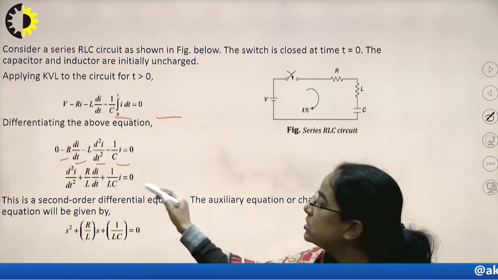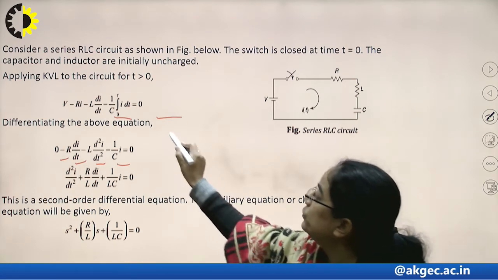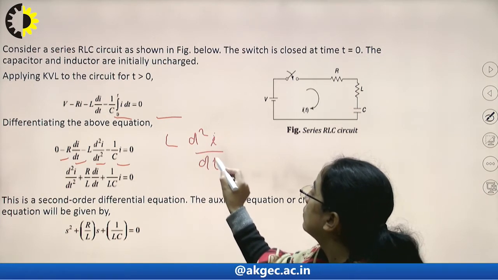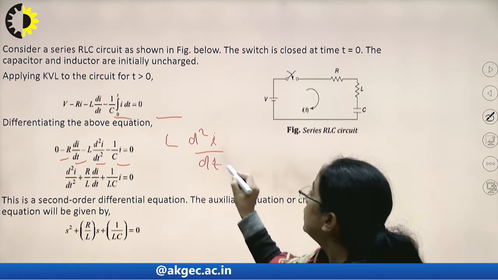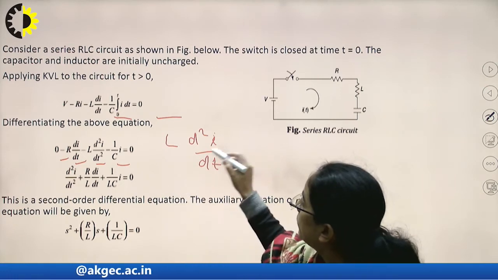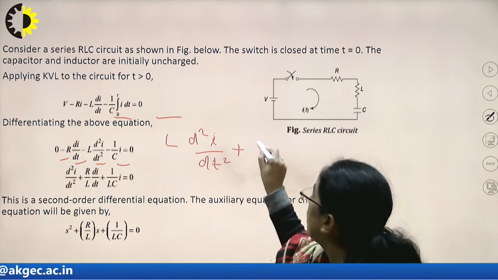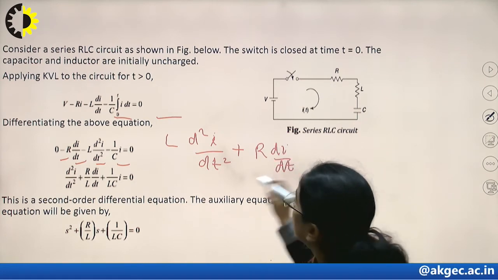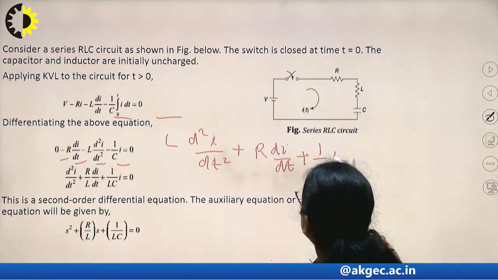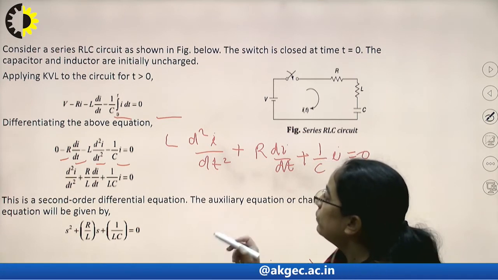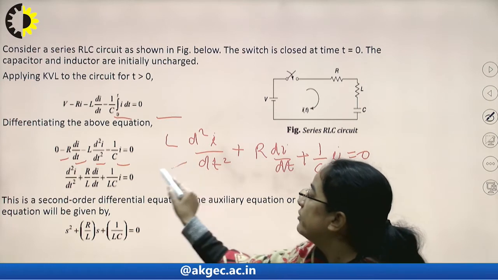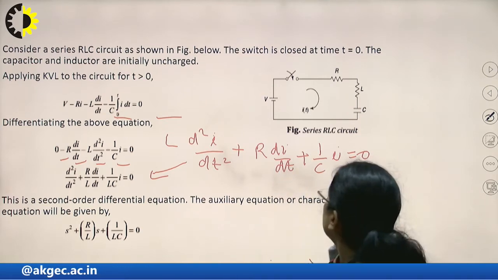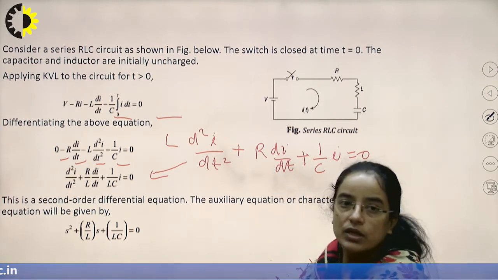So by rearranging this equation, we can write this as L d2i/dt square plus R di/dt plus 1/C into i. This is equal to 0. Okay, so now if we divide this with L, we will be having this equation. Okay, so d2i/dt square plus R/L di/dt plus 1/LC into i equal to 0. So now this is a second order differential equation.